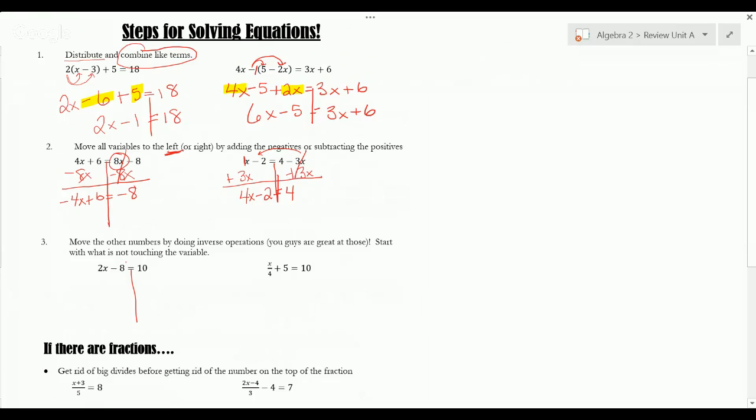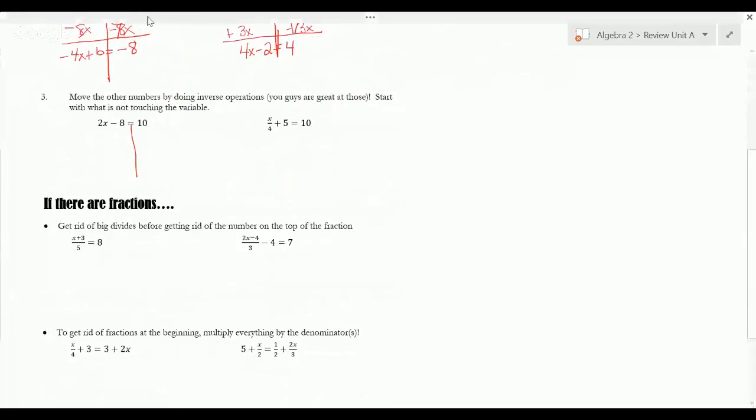I'm going to get rid of what's not touching the x first. And so what I'm going to do is to get rid of a minus 8, I'm going to add 8 to both sides. Remember, what you do to one side, you've got to do to the other. And so I have 2x is equal to 18.